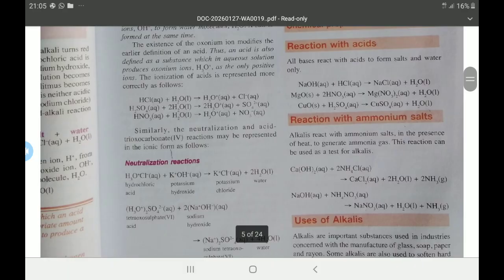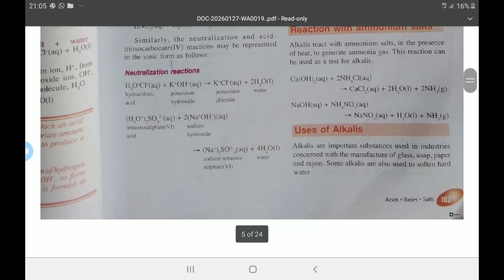Next one, reaction with ammonium salt. Alkali reacts with ammonium salt in the presence of heat to generate ammonia gas. The reaction can be used as a test for alkalis. Uses of alkalis. Alkalis are important substances used in industries concerned with the manufacture of glass, soap, paper, and rayon. Some alkalis are also used to soften hard water.